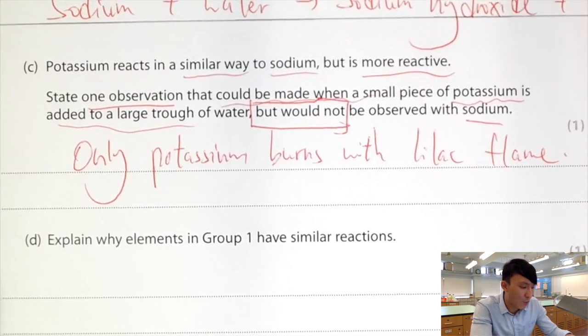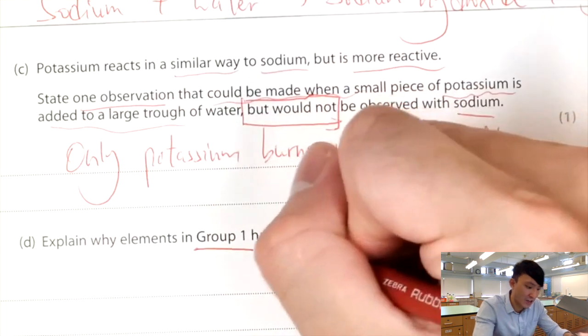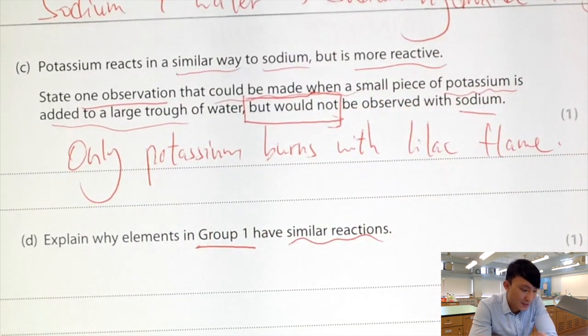Now part D, explain why elements in group 1 have similar reactions. In this question, you have to think about what determines the chemical properties of an element. You should recall that the electronic arrangement determines the chemical properties of an element. So elements in group 1 all have one outermost shell electron, so their electronic arrangements are very similar. That accounts for the similar chemical properties and similar chemical reactions.